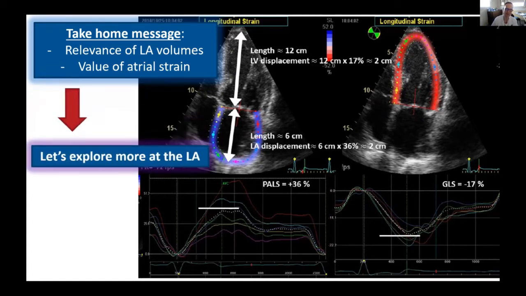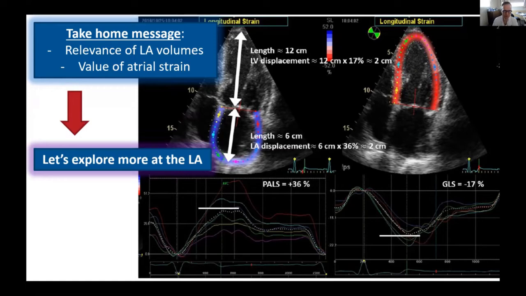So please consider a more precise assessment of the LA for the heart failure patient, as has been discussed previously, but also for the risk of arrhythmias and the risk of stroke.